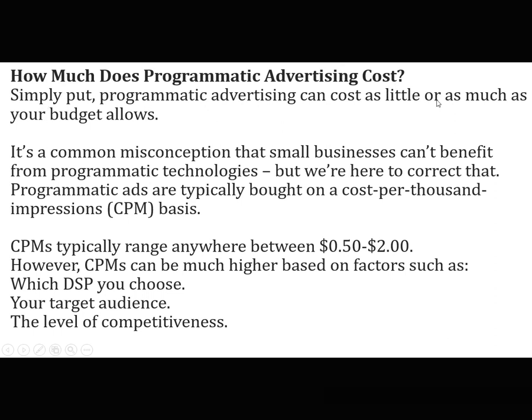Simply put, programmatic advertising can cost as little or as much as your budget allows. It's a common misconception that small businesses can't benefit from programmatic technologies, but we are here to correct that. Programmatic ads are typically bought on a cost per thousand impressions basis. CPMs typically range anywhere between $0.50 to $2. However, CPMs can be much higher based on factors such as which DSP you choose, your target audience, the level of competitiveness.